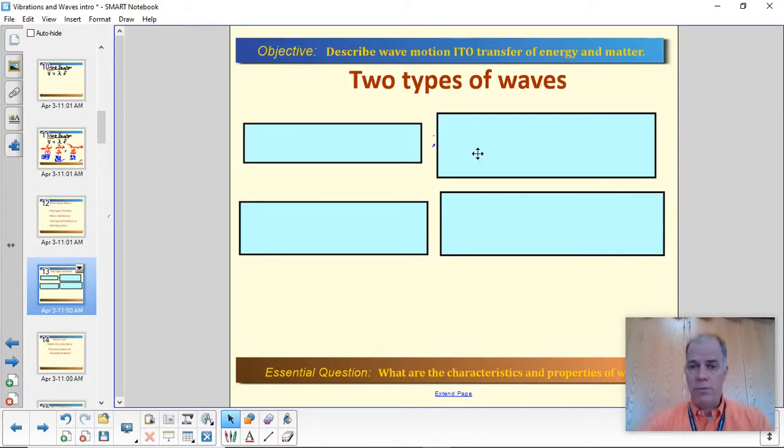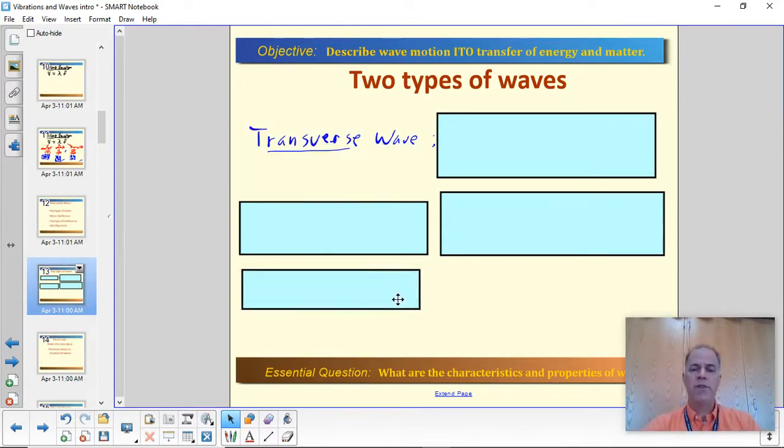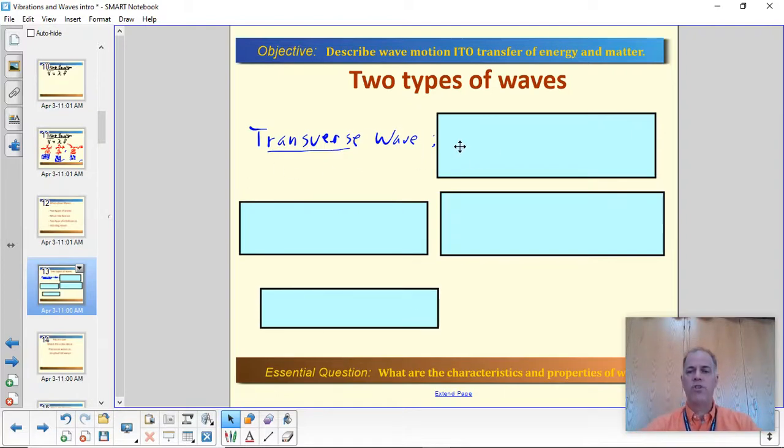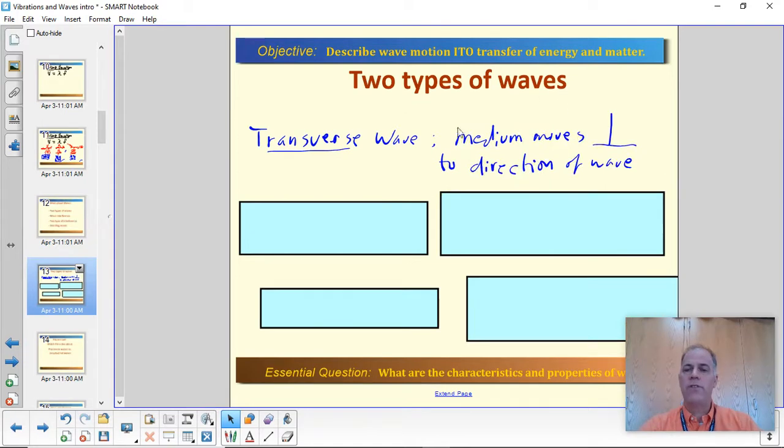I said before there are two types of waves, and I'm going to have you watch the video in a second that introduces this again, but I'm going to give you the brief preview first. So the first type of wave is called a transverse wave. What makes a wave transverse is that the medium moves perpendicular to the direction of the wave. So the wave travels this direction like a wave through a rope, and as the wave passes through the rope itself goes up and down. So the medium, which is the rope, goes up and down as the energy moves to the side. That's a transverse wave, and in the video they'll have some pictures and illustrations of this.